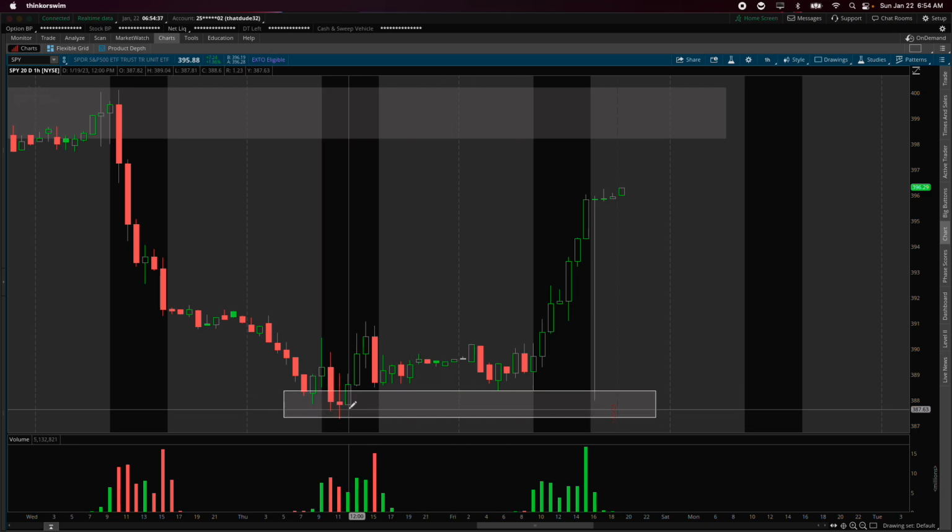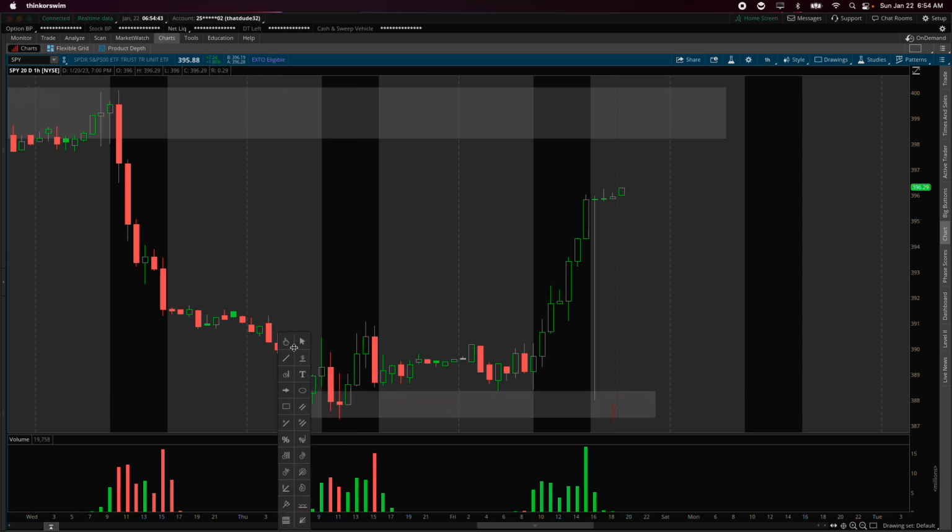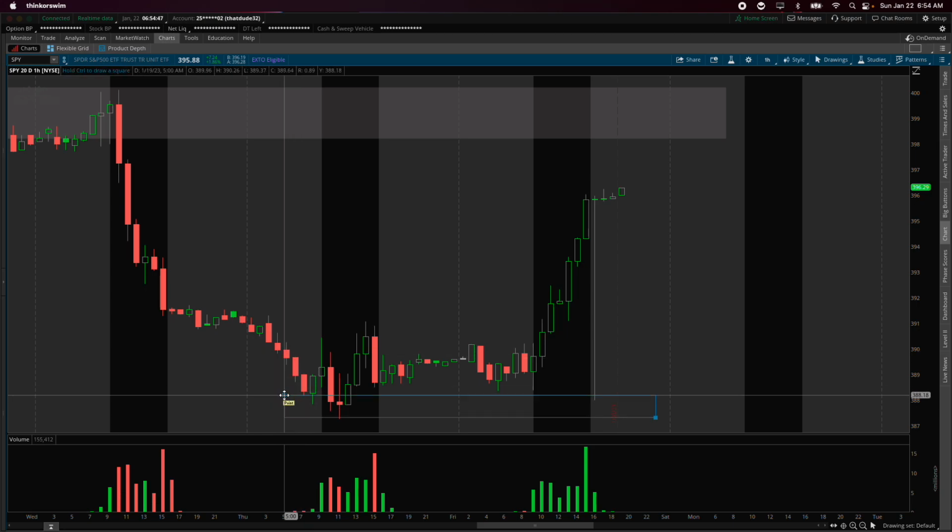And it's not exact. A lot of people, how they would draw their zone, they would be trying to grab this right here. They would grab the low of that wick to the body of that candle.